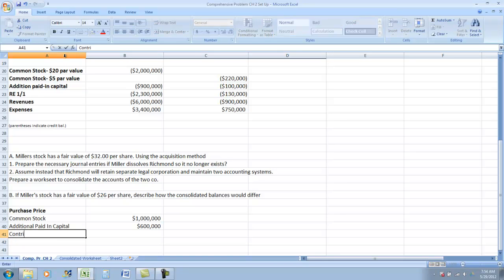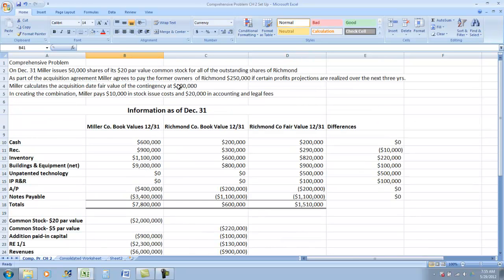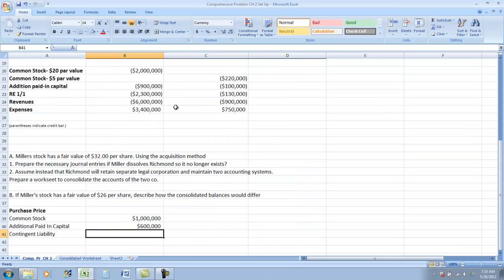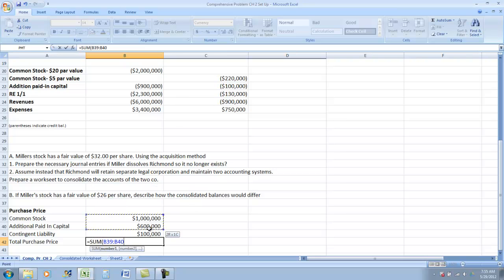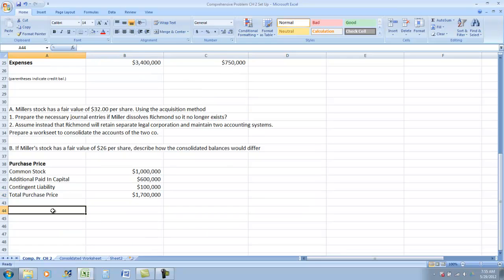And then the contingent liability. And we take the estimated fair value on the date of acquisition, which is $100,000. Total purchase price. Okay, so there's our total purchase price. Book value.